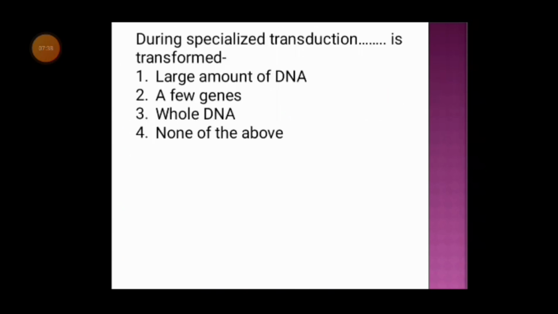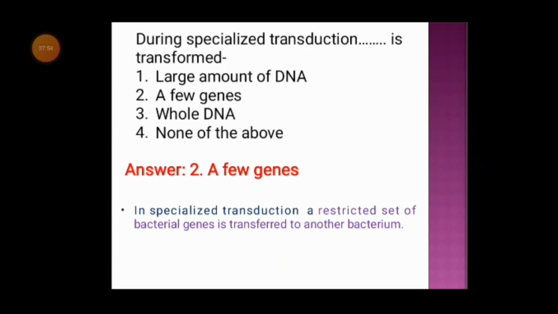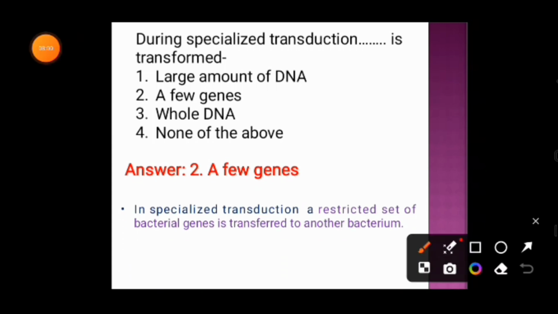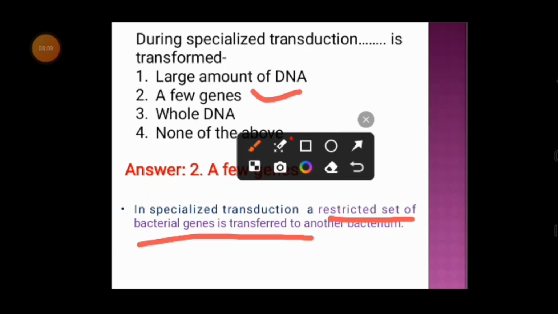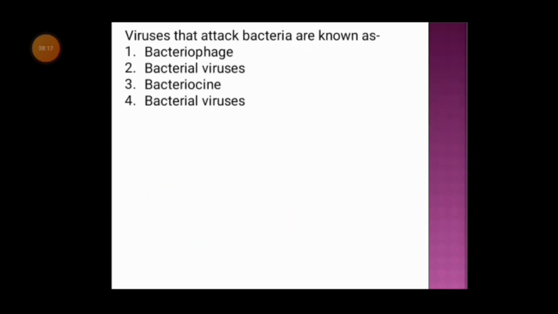Okay. Next question. During specialized transduction, dash is transferred. Option 1 large amount of DNA, option 2 a few genes, option 3 whole DNA, option 4 none of the above. And the correct answer is option 2, a few genes. As we have already discussed, in specialized transduction, a restricted set of bacterial genes is transferred to another bacterium. So a few genes are transferred. This answer is correct. Next question.